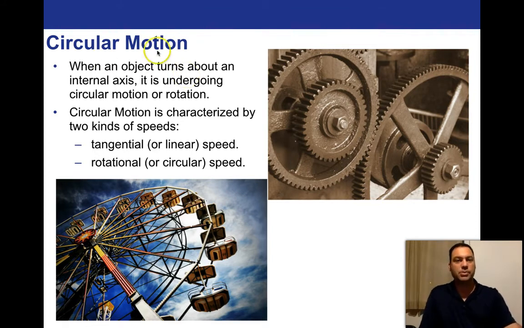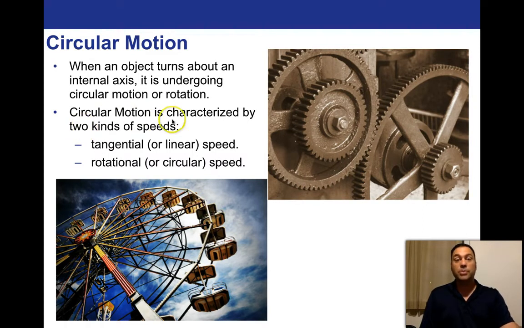So circular motion is when an object turns about on an internal axis. For example, here are these gears that are spinning around. The internal axis is the central hub, and you can see that there's an axis going in. It's all mounted on these axes right here. Here's another axis right here on this Ferris wheel, okay? It is undergoing circular motion or rotation. So here we see it rotating. Hopefully you can imagine these things rotating around this central axis.